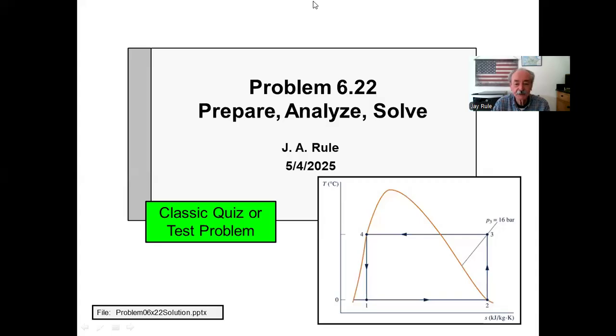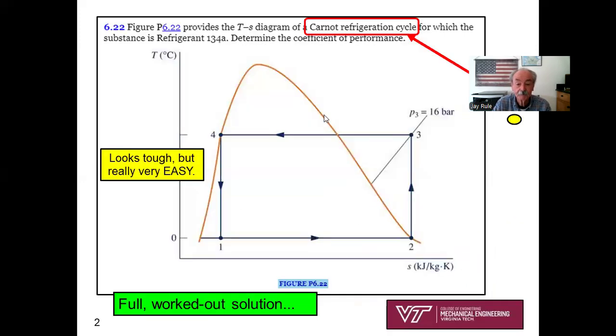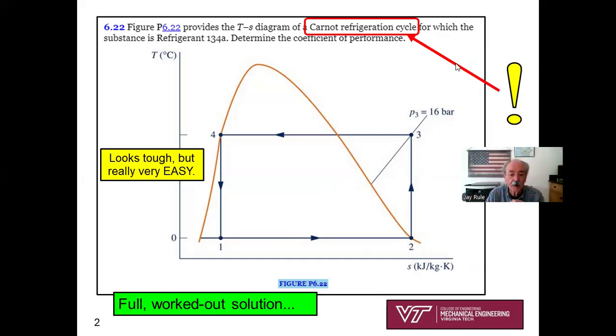Problem 6.22, and here is a sketch of problem 6.22, and then we'll look at the problem statement. Okay, it says figure P6.22, shown there, provides a T-S, temperature-entropy diagram, of a Carnot refrigeration cycle for which the substance is refrigerant R134A. And you're asked to determine the coefficient of performance.